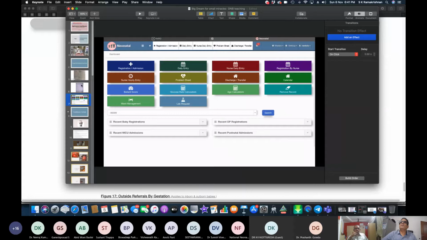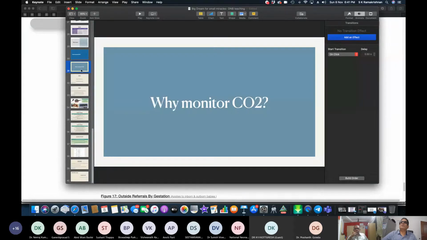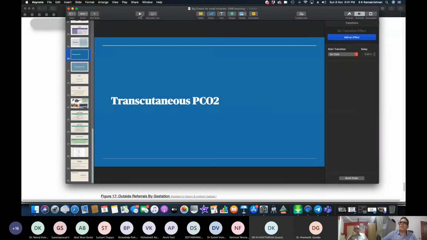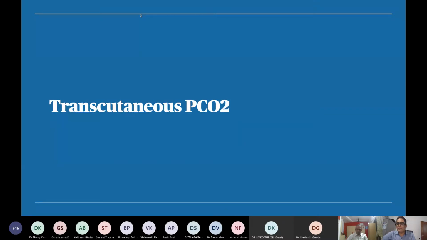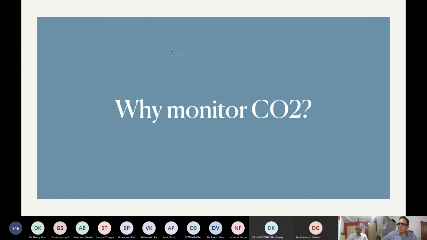The next topic is transcutaneous CO2. Again, with these monitors, everything can be centralized. The data from the transcutaneous CO2 machine can be captured directly into your central monitoring station, and that data can be transferred to your discharge summary, annual report and so on. So this is transcutaneous CO2. I'm going to talk a little bit about why monitoring CO2 is important.